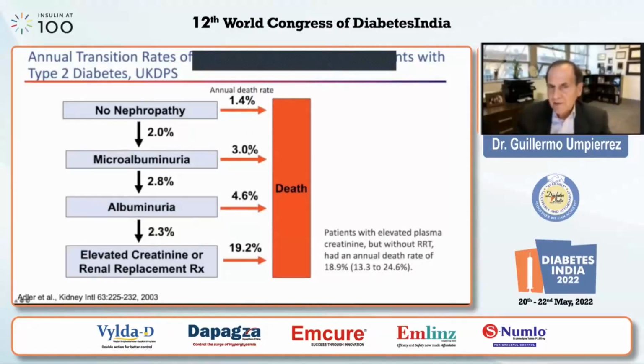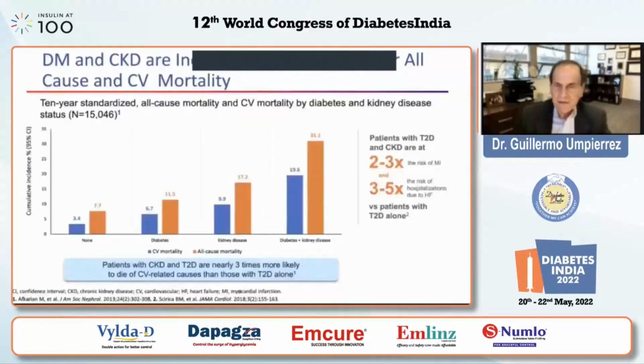The annual death rate is double. If you have albuminuria, so more than 300, there is more than a threefold increase in the annual death rate compared to those with no nephropathy. And if you happen to be on dialysis, the death rate is 10 to 15 times higher. So we want to diagnose early because now we have medications that would change the way diabetic kidney disease progresses. I already mentioned this, but this is a graphic point.